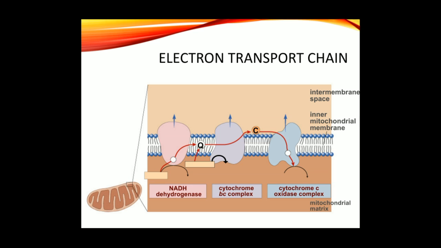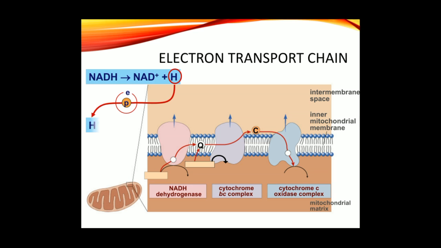Now let's see the electron transport chain in detail. As you can clearly see, first what happens is the NADH splits into NAD plus and hydrogen. Then later on this hydrogen again splits into an electron and a proton. Basic concept here. Now let's see the complex first.